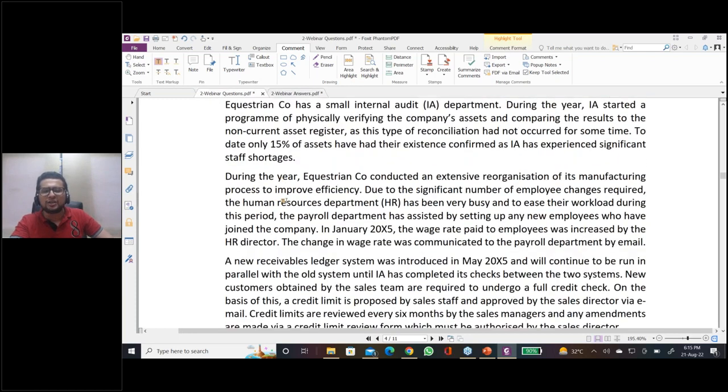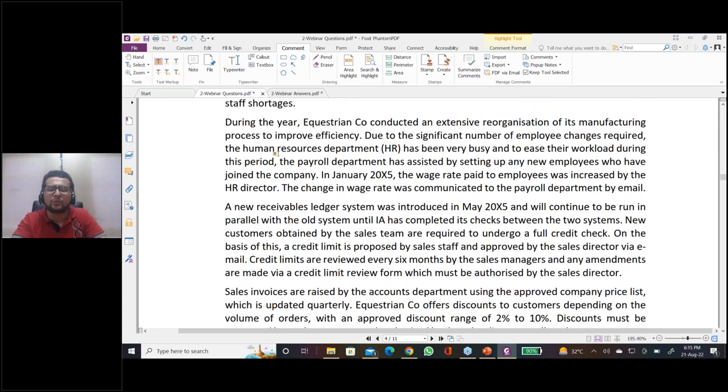Let's continue with the question. We are done with the third paragraph as well. We found 1 deficiency so far. During the year, E-company conducted an extensive reorganization of its manufacturing process to improve efficiency. Due to the significant number of employee changes required, the human resource department has been very busy, and to ease their workload during this period, the payroll department has assisted by setting up new employees who have joined the company. Oh, that's not cool.